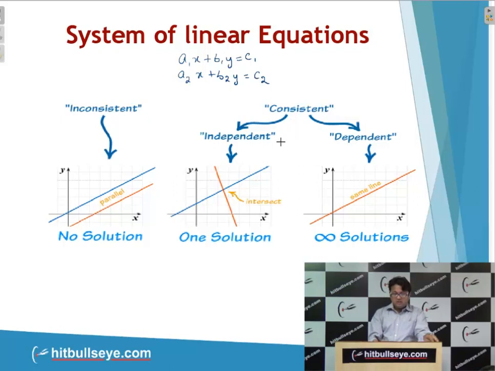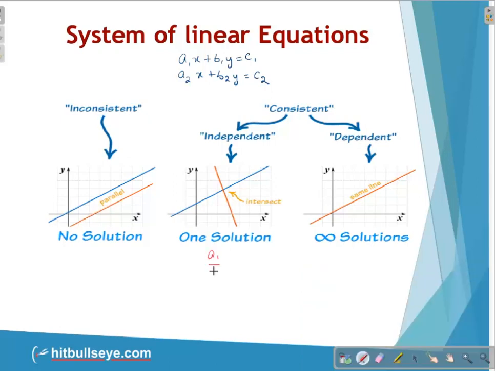One is the independent equations and another is the dependent equations. In equations a1x plus b1y equals c1 and a2x plus b2y equals c2, if a1 upon a2 is not equal to b1 upon b2, that is the ratio of the coefficients of x and the ratio of the coefficients of y. If these two ratios are not equal, then the two equations will definitely give a unique solution because they will create two intersecting lines.